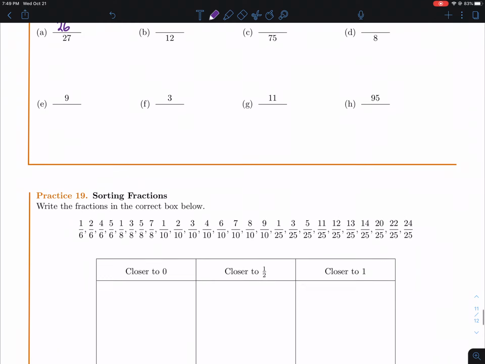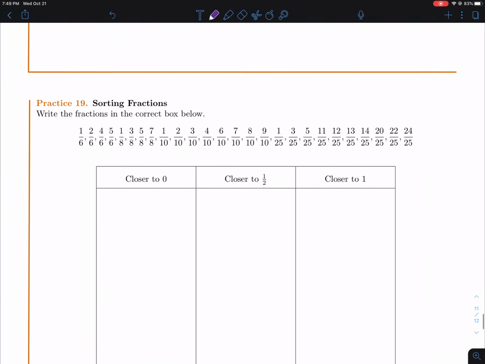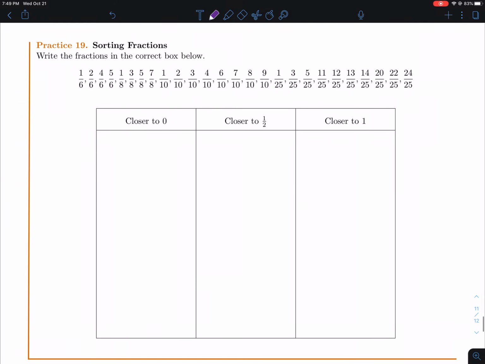All right. And then finally, the last problem, I think it's the last one. Yeah. It's a ton of practice problems. When we share our answers, everybody should be able to take one practice problem, since there are 19 different practice problems. In this one, I've just got a ton of different fractions here, and you're going to list them in the boxes, which ones are closer to 0, which ones are closer to 1/2, which ones are closer to 1. So do your best, see how you can do on them.